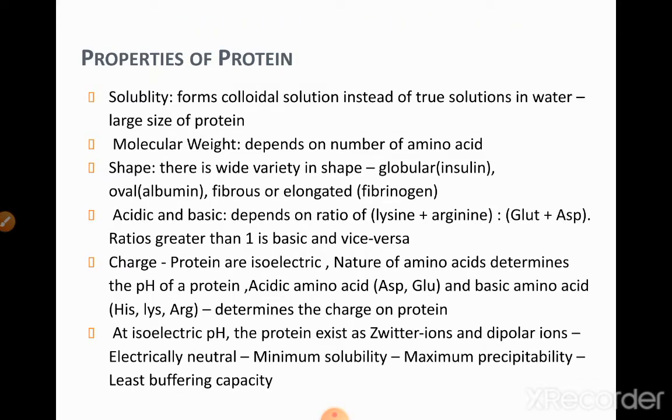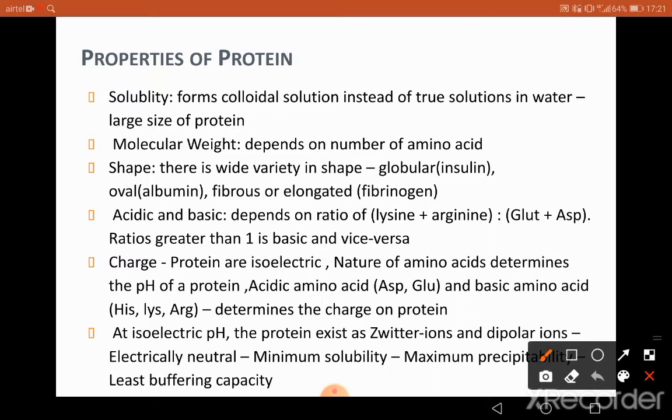The properties of proteins are, first, solubility: proteins form a colloidal solution instead of a true solution in water, because of the large size of the protein molecules. Molecular weight depends on the number of amino acids. Shape: they have a wide variety of shapes. They can be globular, oval, or fibrous. A globular example is insulin, oval is albumin, and fibrous can be fibrinogen or keratin.